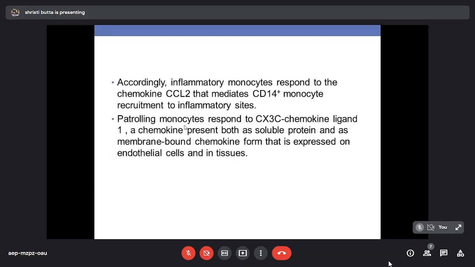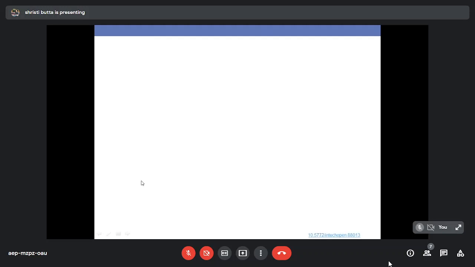Moving on further, these patrolling monocytes, on the other hand, respond to CX3C chemokine ligand 1, a chemokine present in soluble form and as a membrane-bound chemokine that is expressed on endothelial cells and in tissues. So it is very important that they respond to this chemokine ligand, because that is present on the endothelial cells. So the patrolling effect of these monocytes is linked to the expression of this chemokine on the endothelial cells.